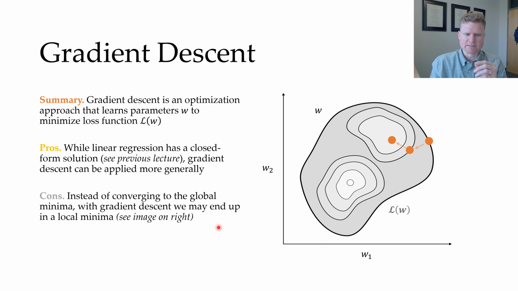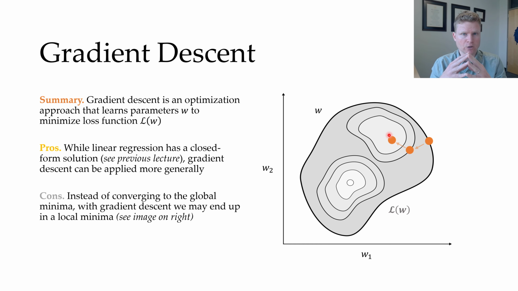One downside is that instead of converging to the global minima, gradient descent could get stuck in a local minima. And I'm visualizing that on the right. This is the same sort of plot we had before, where I've got my weight vector with two different elements, W1, W2, and I'm plotting those weights. Here is my initial guess for W, and this was unfortunately a very bad initial guess, because when I use gradient descent, I go down my gradient, I end up right here.